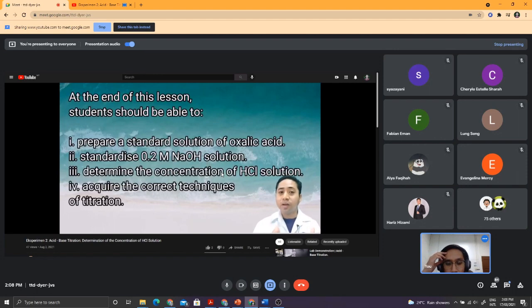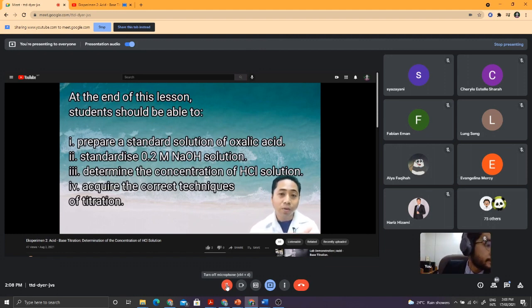In this part of experiment, students should know how to make an oxalic acid standardize a 0.2 molar sodium hydroxide solution, and also acquire the correct technique of titration.